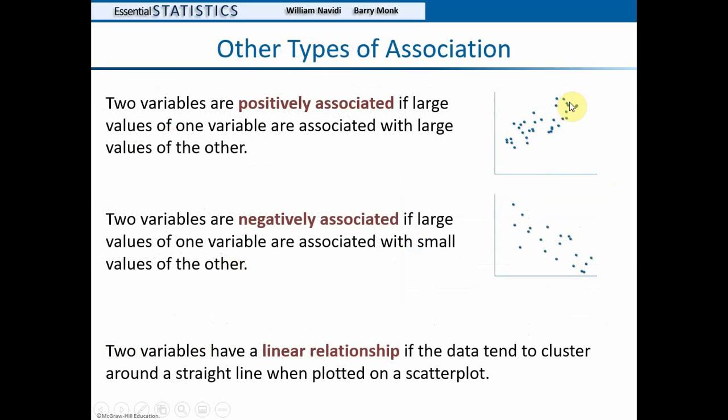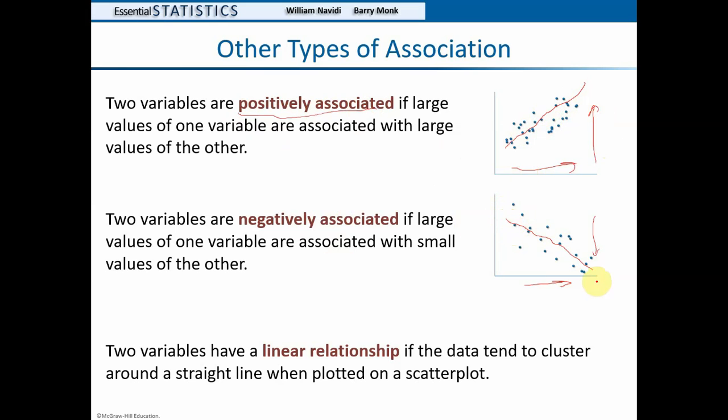Now I have to envision a straight line going through here. I have to picture in my mind that there's something that goes through here. That should be a straight line. That's just my drawing. Here, notice that as I go to the right, the y value goes down. Here, as I went to the right, the values went up. So this is a positive association, positive linear because there's that straight line in there.